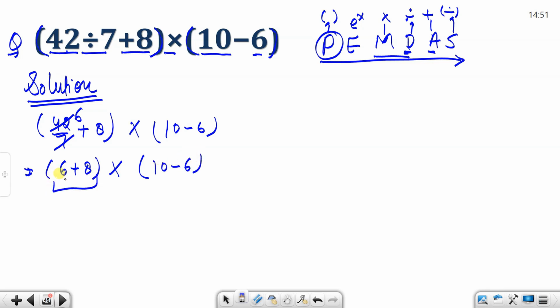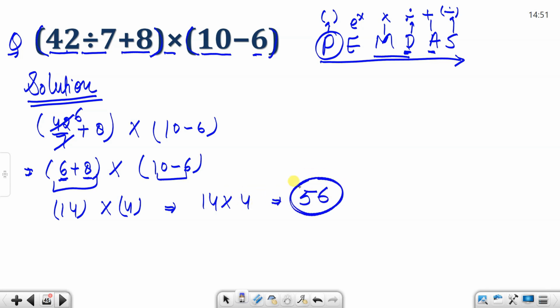Now, let's solve the bracket. 6 plus 8 will become 14. Multiply by 10 minus 6. 10 minus 6 will be 4. Now let's solve further. 14 times 4 equals 56. This is the right answer.